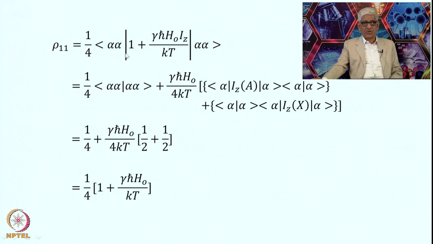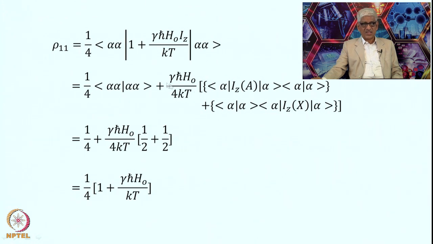Now if I want to calculate this, this will be 1 by 4, because for A there are 2 states, and for X also there are 2 states, therefore the total number of states is 4. So 1 by 4 times alpha alpha, alpha alpha, that is the 1 here, plus gamma h cross B0 by 4kT, and then I have alpha Iza operating on alpha. These are the alpha A states, and the X states come out as alpha alpha. Plus, these are now the A states alpha alpha, and here are the X states alpha X alpha X, Izx is coming here.